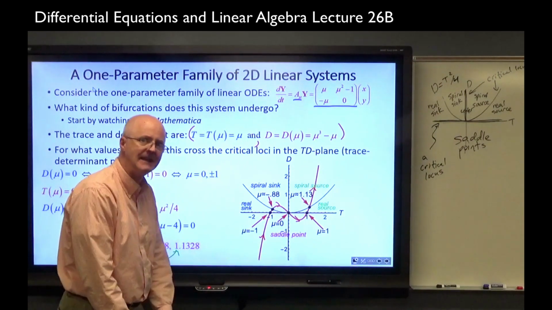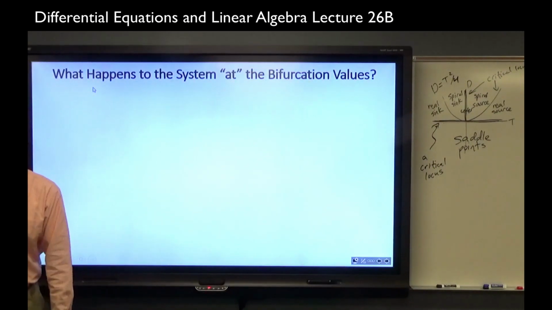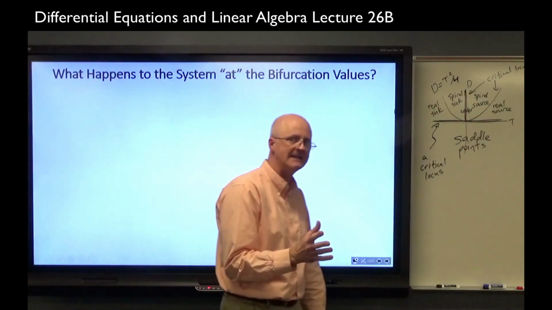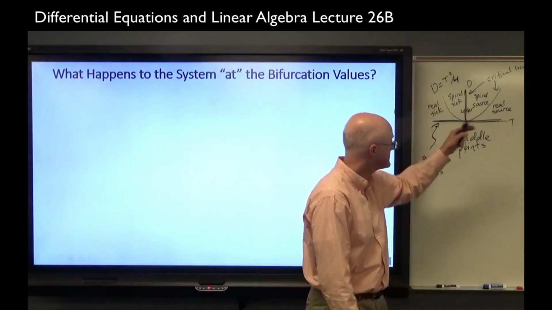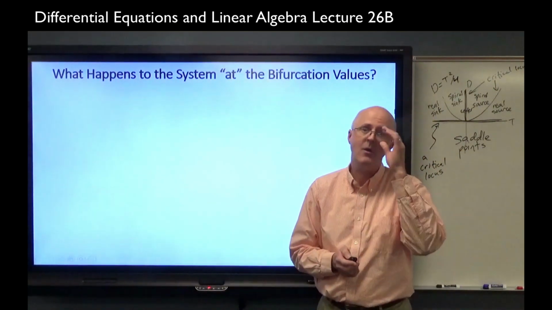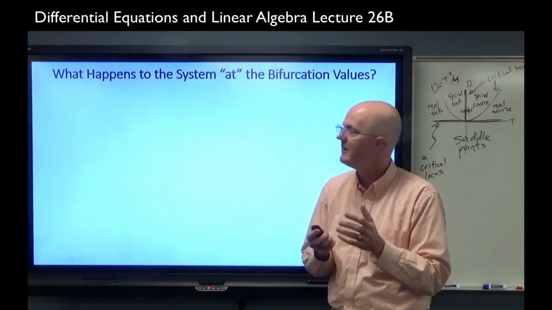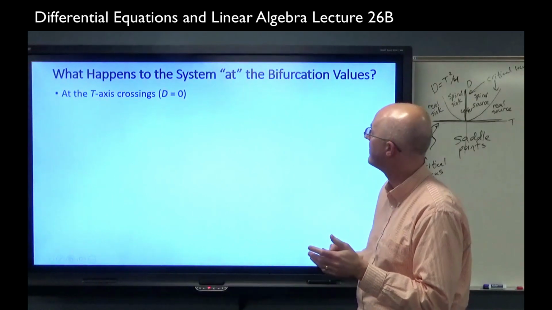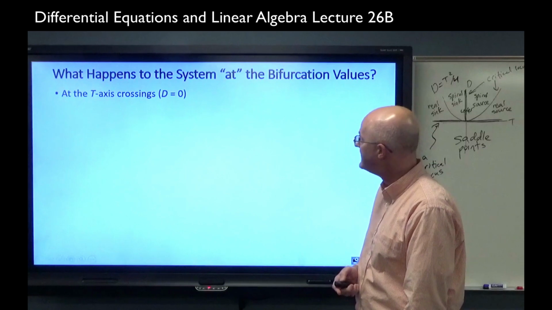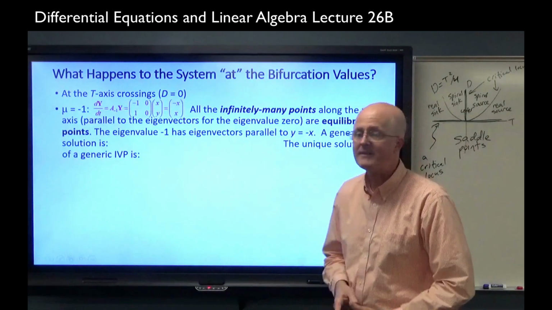All right, now we need to get into some deeper analysis of what's going on. What happens to the system at the bifurcation values? This first case that we're going to look at, when we cross the t-axis where d is 0, we have not looked at before. We have not thought about what happens when the determinant of the coefficient matrix is 0. We're now thinking about that here in those three cases where we cross the d-axis. At the t-axis crossings where d equals 0, the first case where mu is -1, what does the system become?